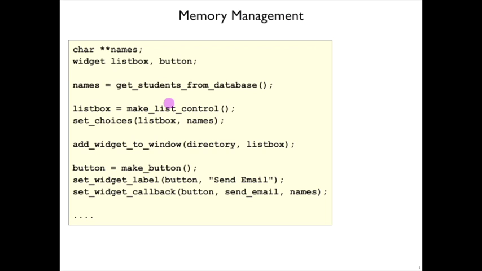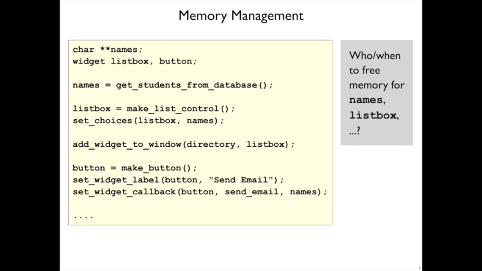Malloc and free underneath work the same, but the question is who is calling malloc and free, and what function do you call to allocate? For example, when we get a list of students from the database, this is an array of char stars, an array of strings. How do we free that? Is there a function to free it? And if we send those names to the listbox widget to set its list of choices, does the listbox break if we free the names? Is the listbox responsible for freeing the names? Does it make a copy?